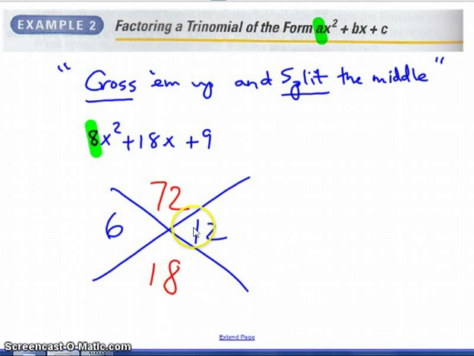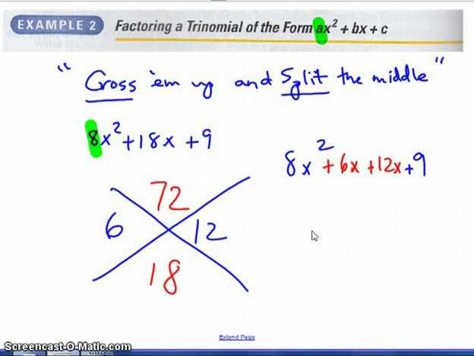Now we come to the split the middle part. We've crossed them up. Now splitting the middle means I keep the first term, the 8x squared term, and I keep the last term, the 9. But I split the middle. The middle term is this 18x, and I'm going to split it into two parts, 6x and 12x.